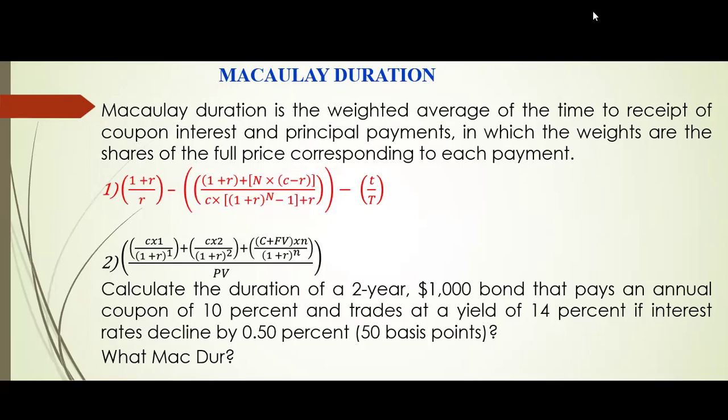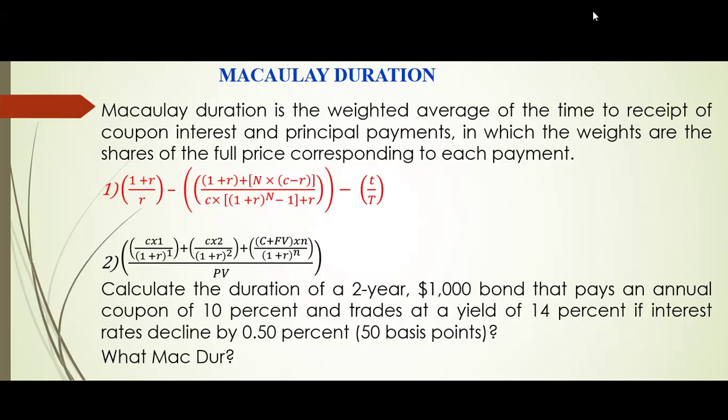The Macaulay duration is the weighted average of time to receipt of coupon interest and principal payment. So here we will use the average time, not the time that is given by the company. So we need to weight the time by the share of the full price corresponding to the payment.